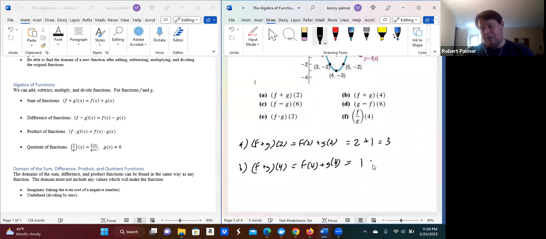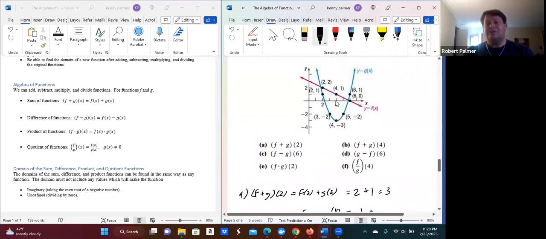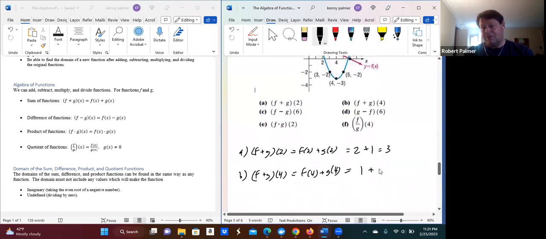It's going to be 1 plus, do the same thing for g. So when x is 4, go down to meet the blue curve, which is g. When x is 4, y is negative 3. Plus a negative 3, so 1 plus a negative 3 is negative 2. All right, so part C, these all work basically the same way.